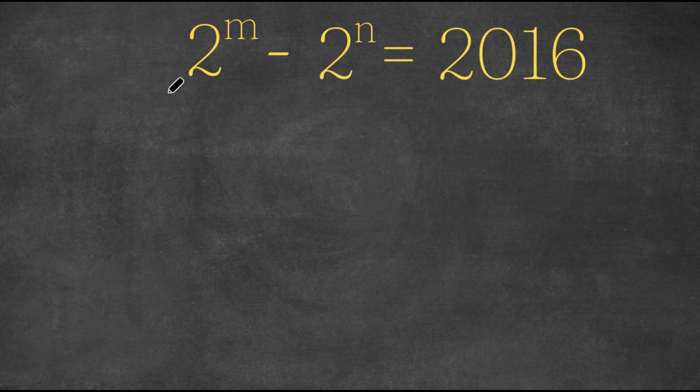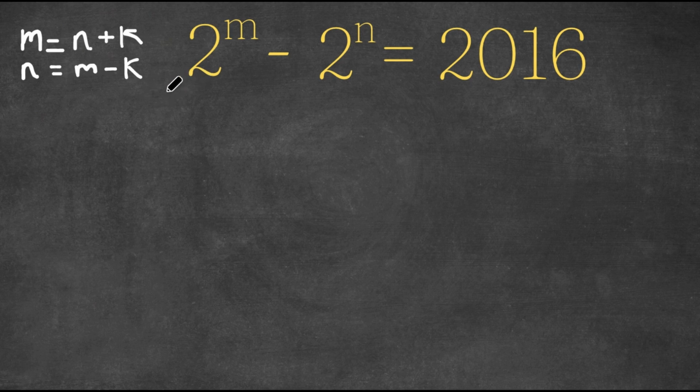So what I'm first going to do is set m equal to n plus k, k being a constant. Now, if this is true, then we also know that n is equal to m minus k, and k is a constant.